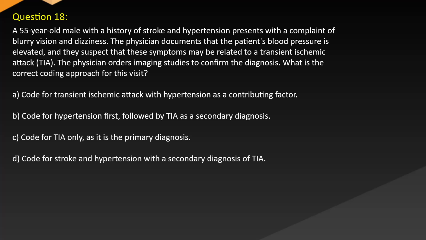A. Code for transient ischemic attack with hypertension as a contributing factor. B. Code for hypertension first, followed by TIA as a secondary diagnosis. C. Code for TIA only, as it is the primary diagnosis. D. Code for stroke and hypertension with a secondary diagnosis of TIA.